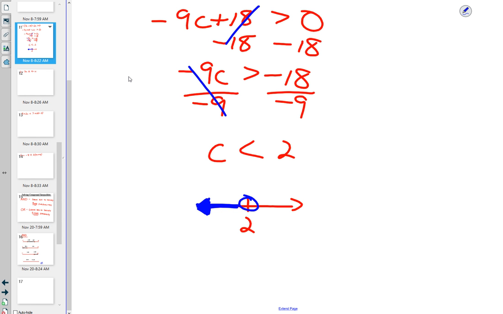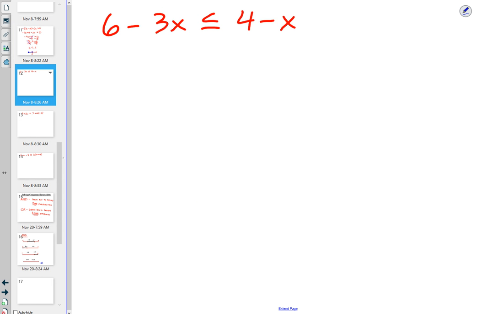Any questions? All right, you do the next one. Solve for x. You can do it. I believe in you. Everybody can do it. I believe in all of you equally, except for Hope.